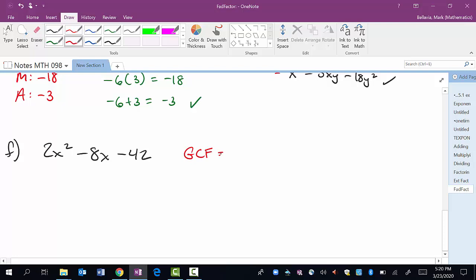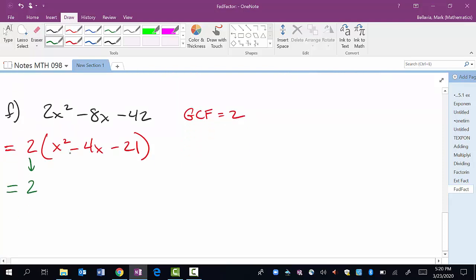So the GCF is 2. So I'll factor 2 to the front. And then remember in parentheses after, when you take out a GCF, you're just dividing 2 from each term. So this ends up being 2x squared divided by 2 is just x squared. Negative 8x divided by 2 is negative 4x. And negative 42, factoring out the 2, is negative 21. Once you're in here, remember when you factor out a GCF, the GCF stays in front for the rest of the problem. So 2 just comes right down.